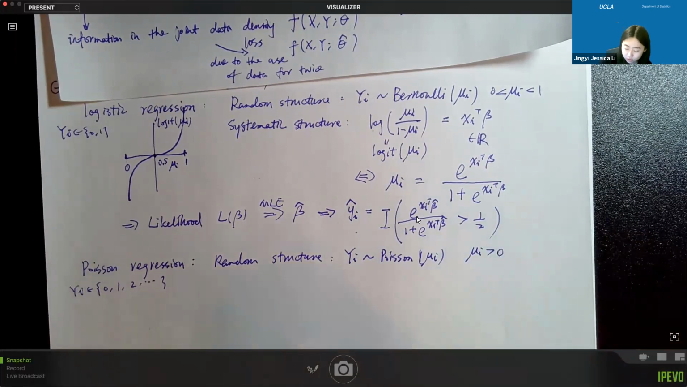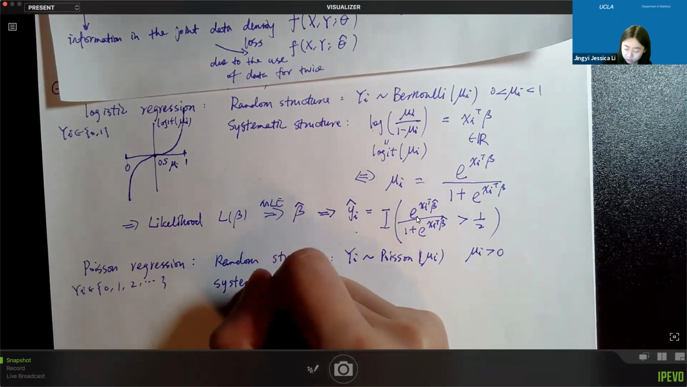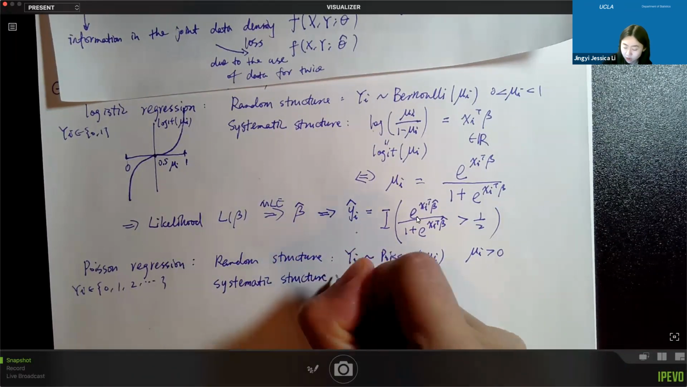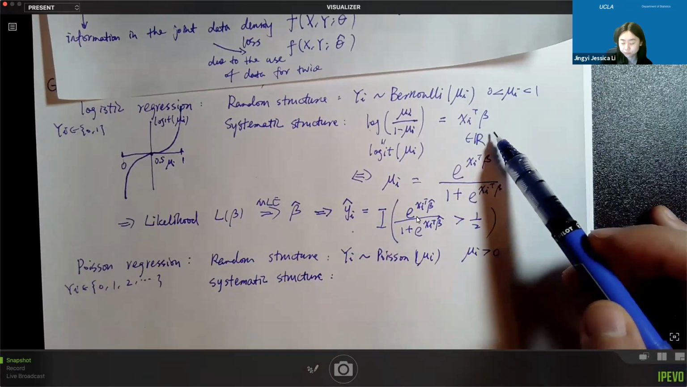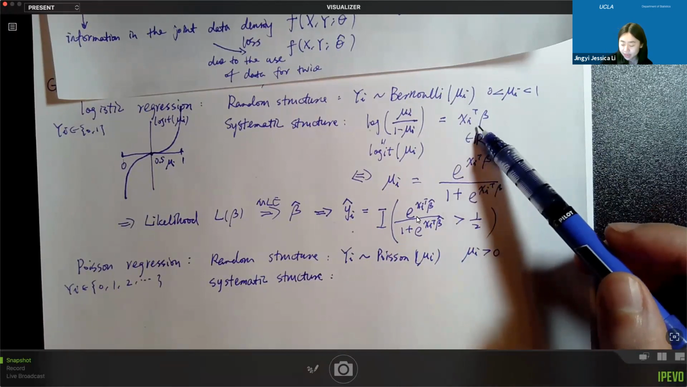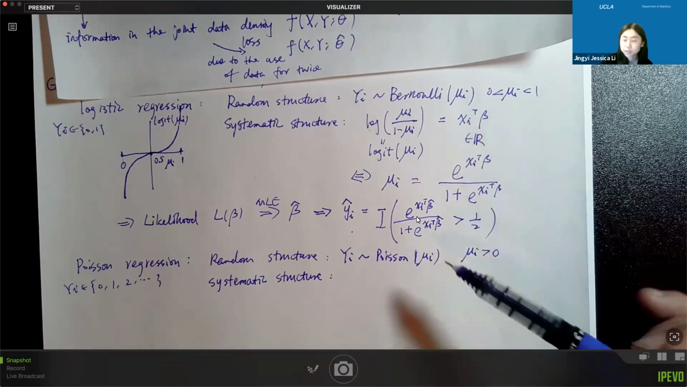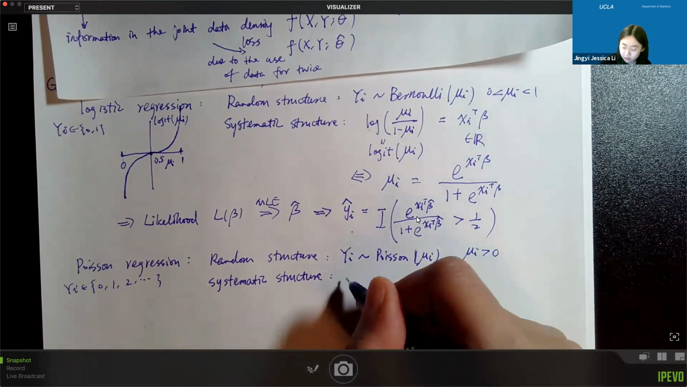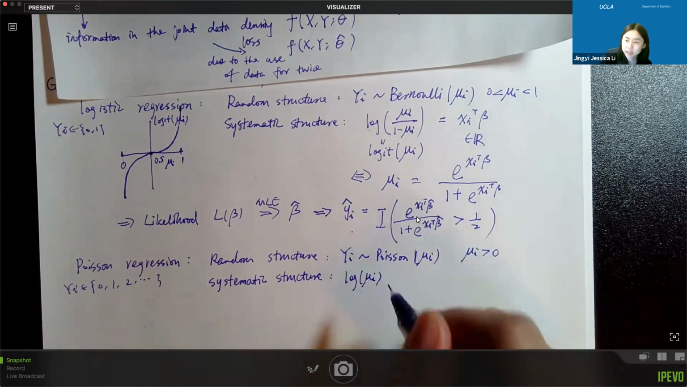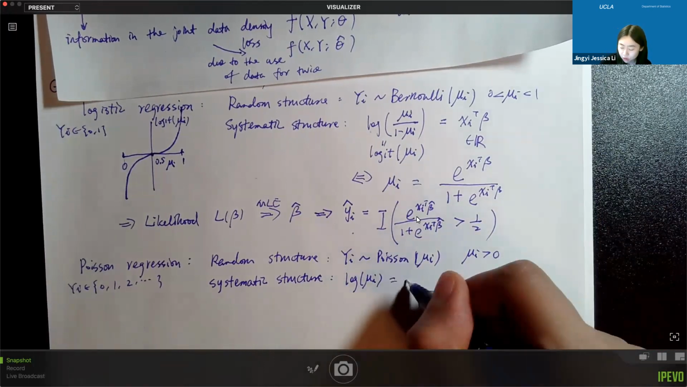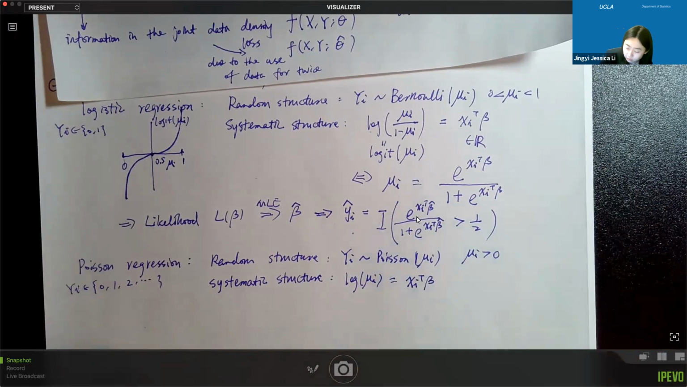And then the systematic structure is how we are going to link this mu i to our linear function of features. You see this x i transpose beta is real valued while mu i is positive, right? So to make their ranges match, again, we transform mu i by taking the log. So log mu i has a range from negative infinity to positive infinity. Then we assume log mu i equals x i transpose beta.